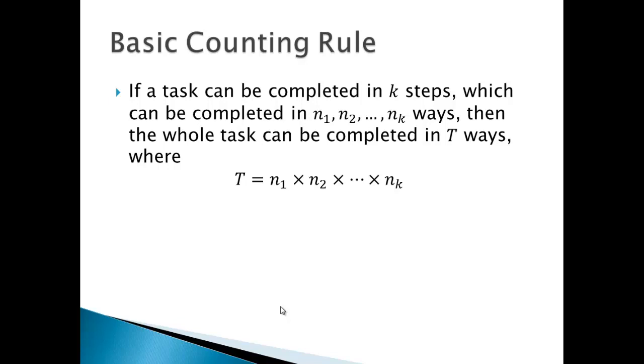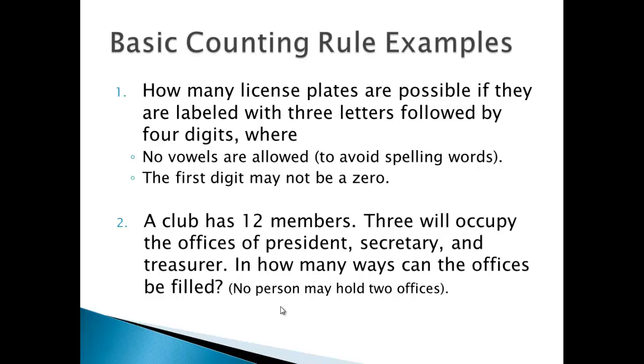To state that a little more formally, we say that if a task can be completed in k steps, each of which can be completed in n1, n2 through nk ways, then the whole task can be completed in t ways, where t is the product, n1 times n2, etc., through nk. Let's look at a couple of examples of that, and you'll find them on your handout.